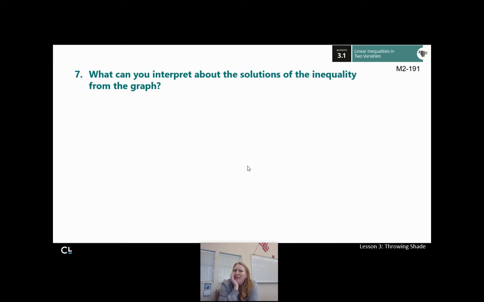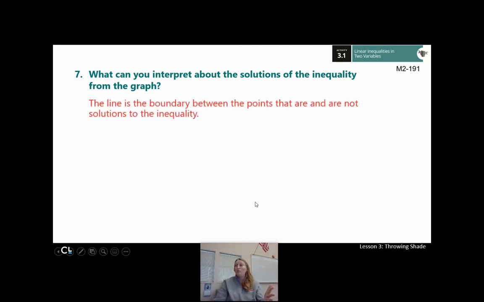I don't think I worded that well. Hit pause. What can you interpret about the solutions of the inequality from the graph? Hit pause, write it down. Hit play to keep the discussion going. So I noticed that the line almost became like a boundary line, right? Between the points that are solutions and the points that are not solutions. So that's what I wrote down, that the line was like a boundary between those that are solutions and those that are not solutions to our inequality.